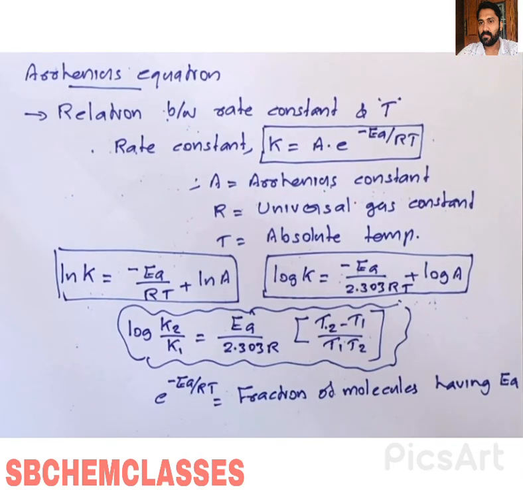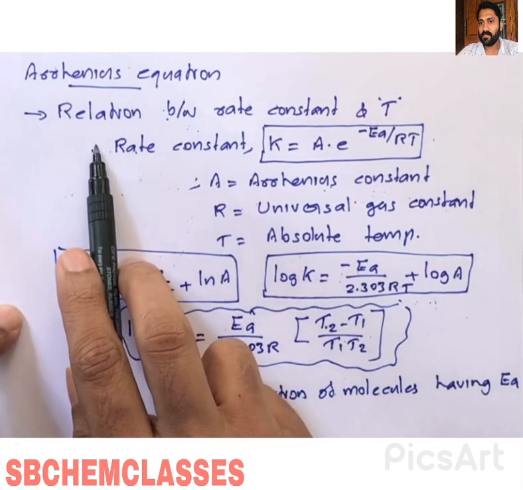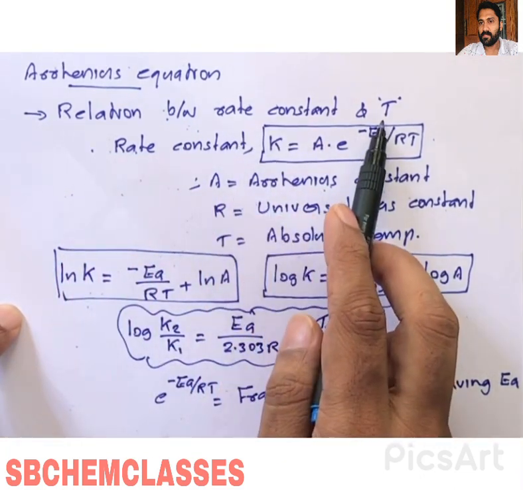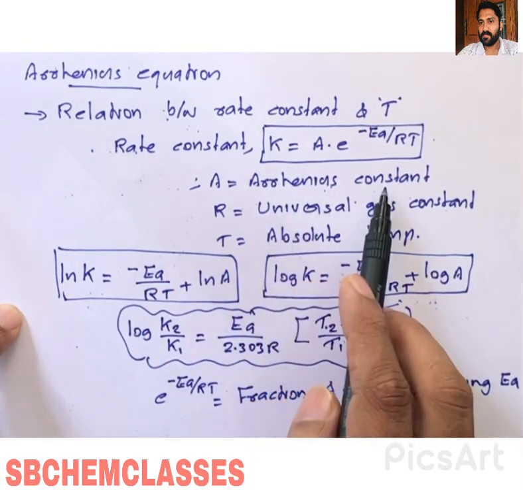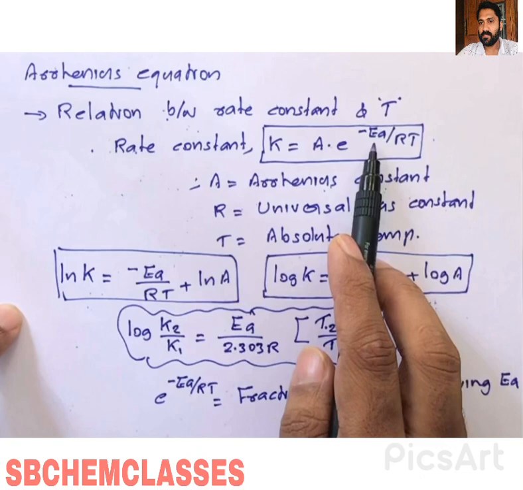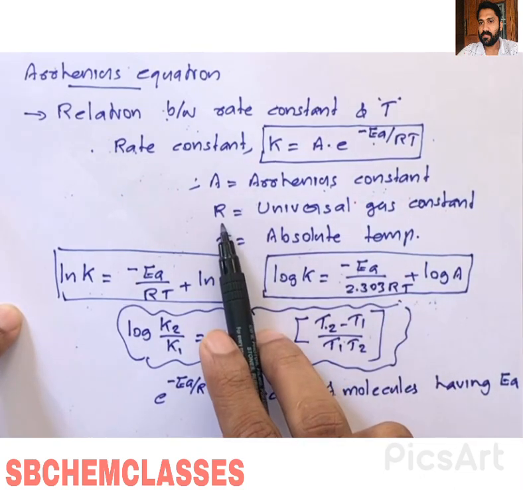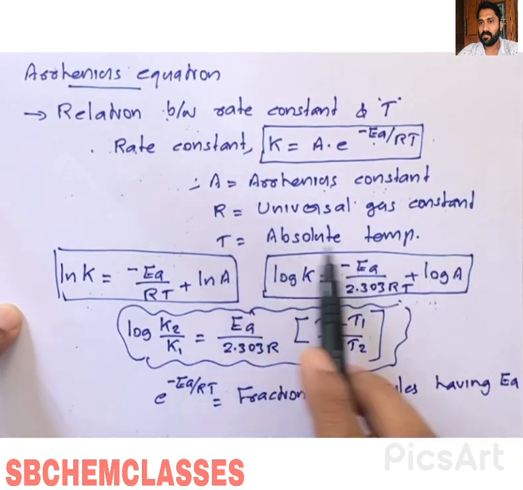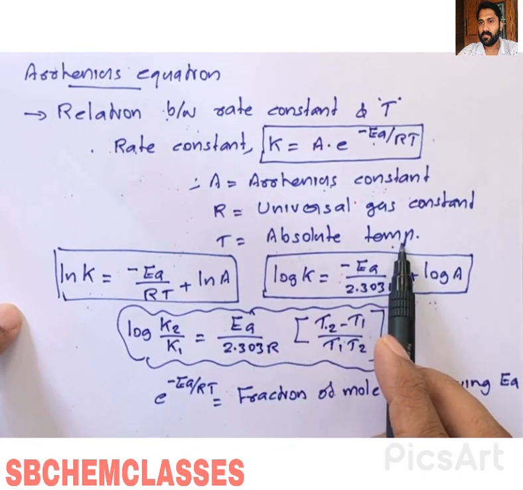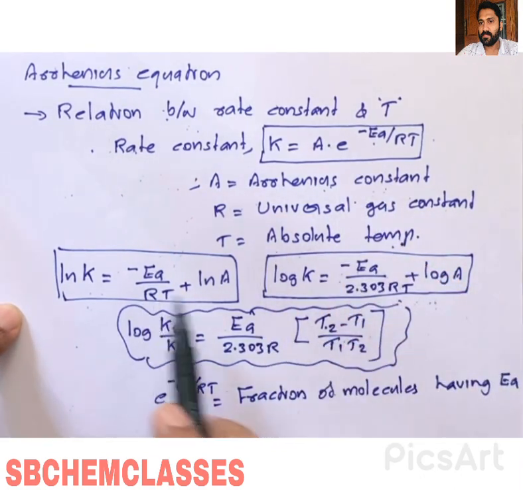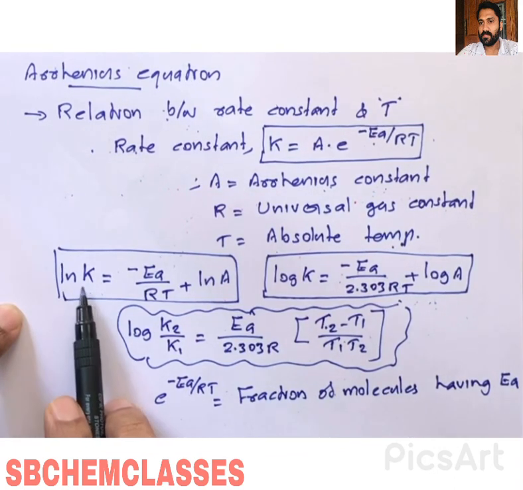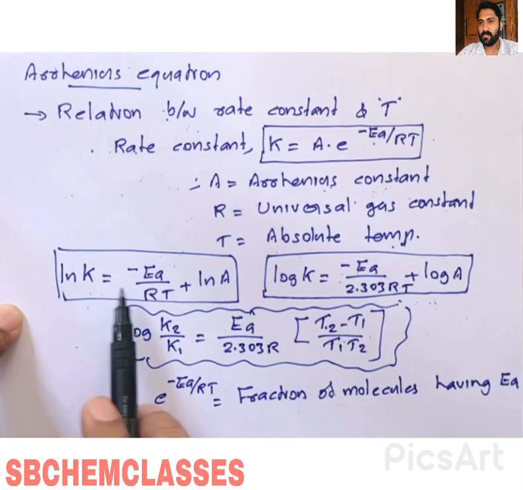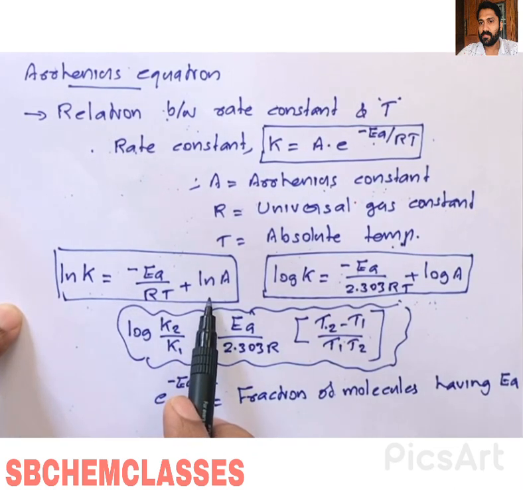We are familiar with the Arrhenius equation. Arrhenius equation is the relation between rate constant and temperature. Rate constant K equal to A, that is Arrhenius constant, e raised to minus EA by RT, EA activation energy, R universal gas constant, T absolute temperature, that is temperature in Kelvin. It have another form. If you are using natural log K, that means log to the base e, ln K equal to minus EA by RT plus ln A.